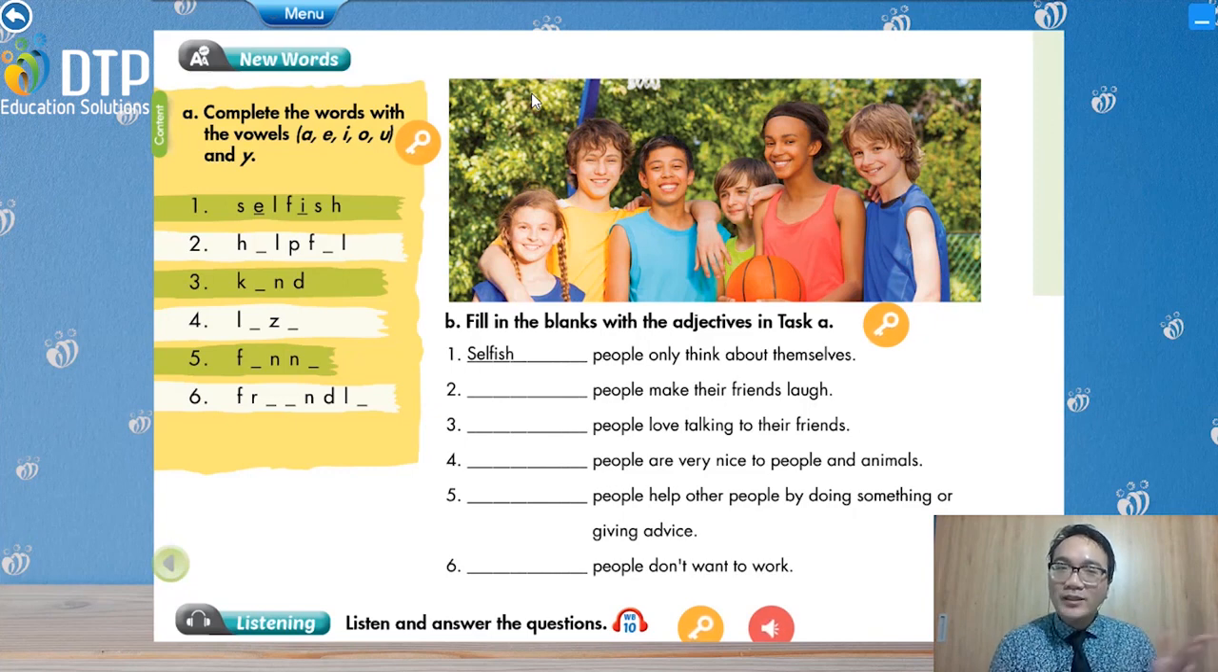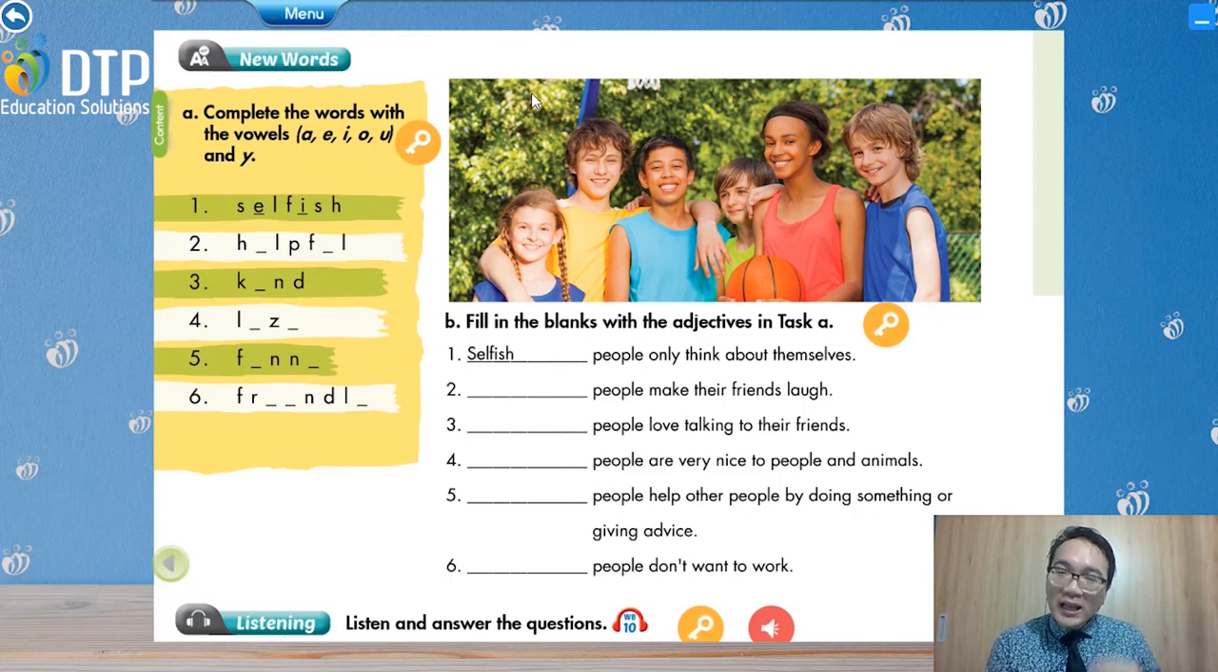Right. New words. You complete the words with the vowels A, E, I, O, U, and Y. For example, number 1, you see the I, selfish, right? Number 2, what is it? Yes, helpful. Number 3, kind, good. Number 4, lazy. Number 5, funny. And number 6, friendly. Very good. Okay, how about activity B?